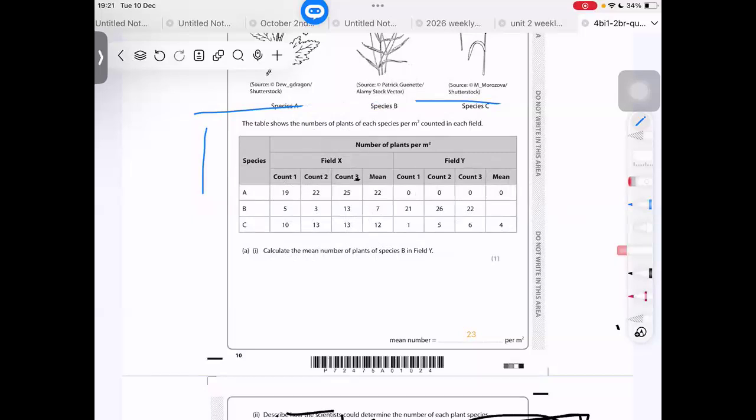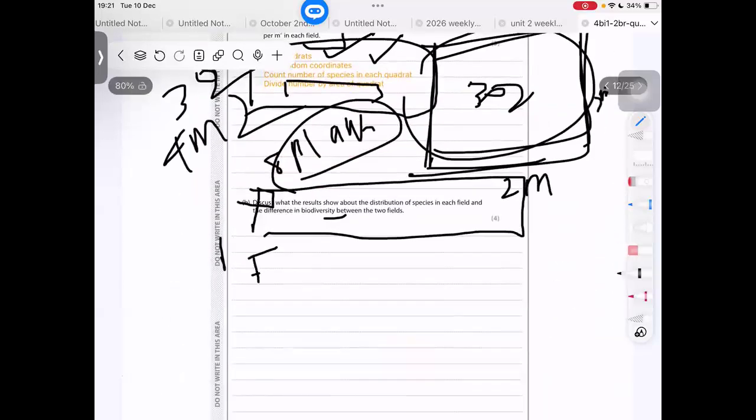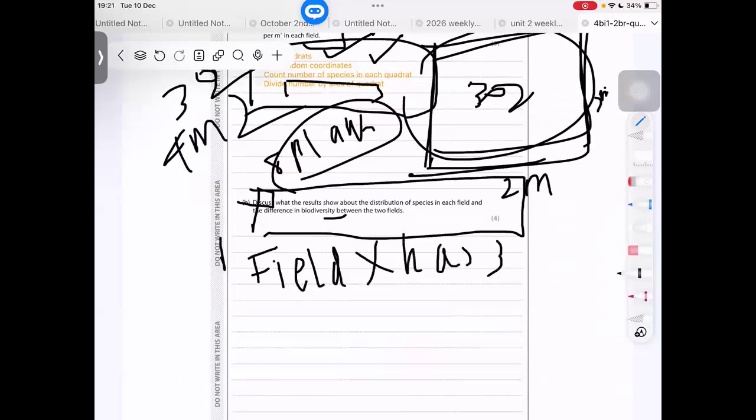Or else, since you have written field X, you can write it like this: field X has 3 species. You get 1 mark for that. But just because you write field Y has 2 species, you don't get another point. It's just the opposite of that. So it's better to write field X has 3 species. You can write the other, but you won't get 2 marks for that. You just get 1 mark for this point.